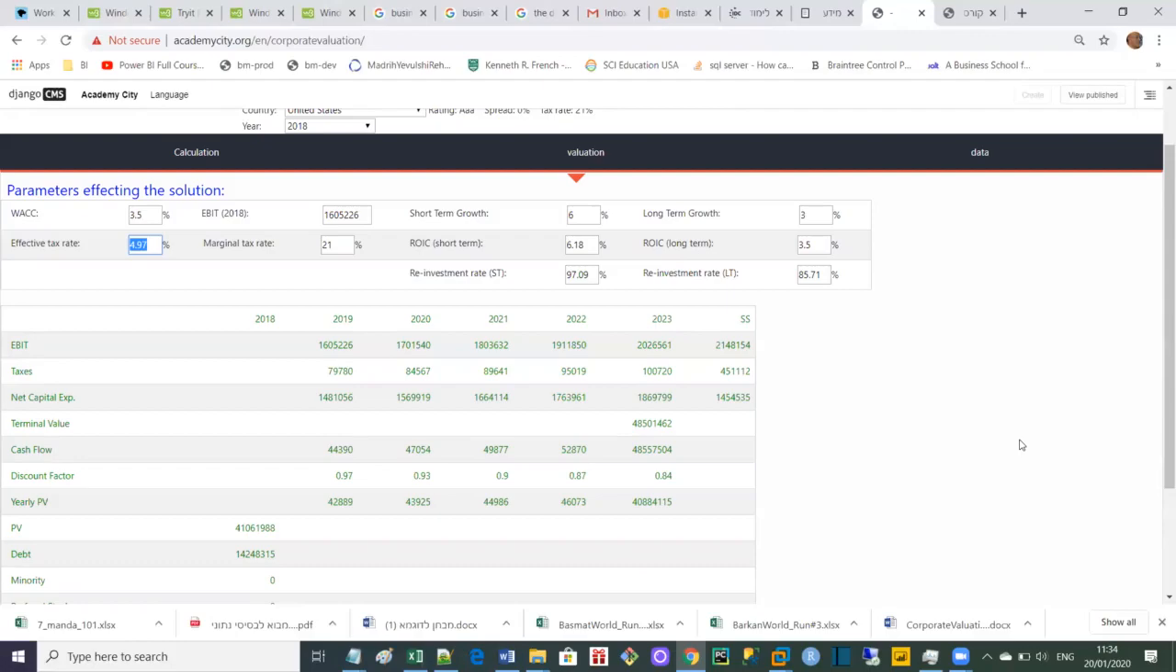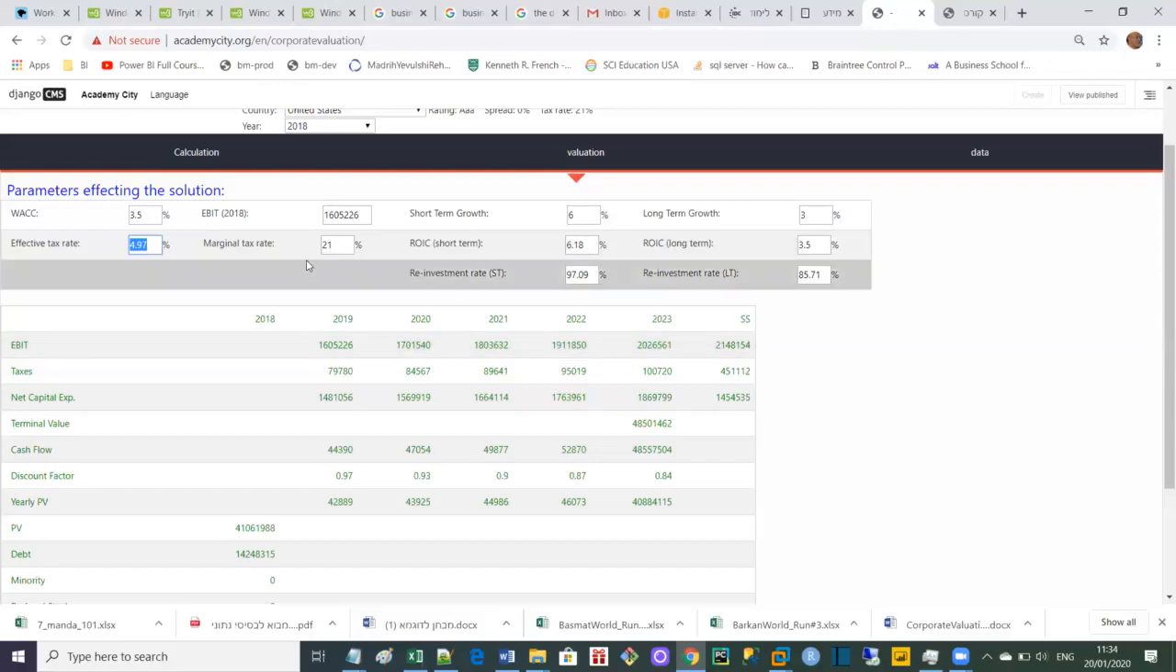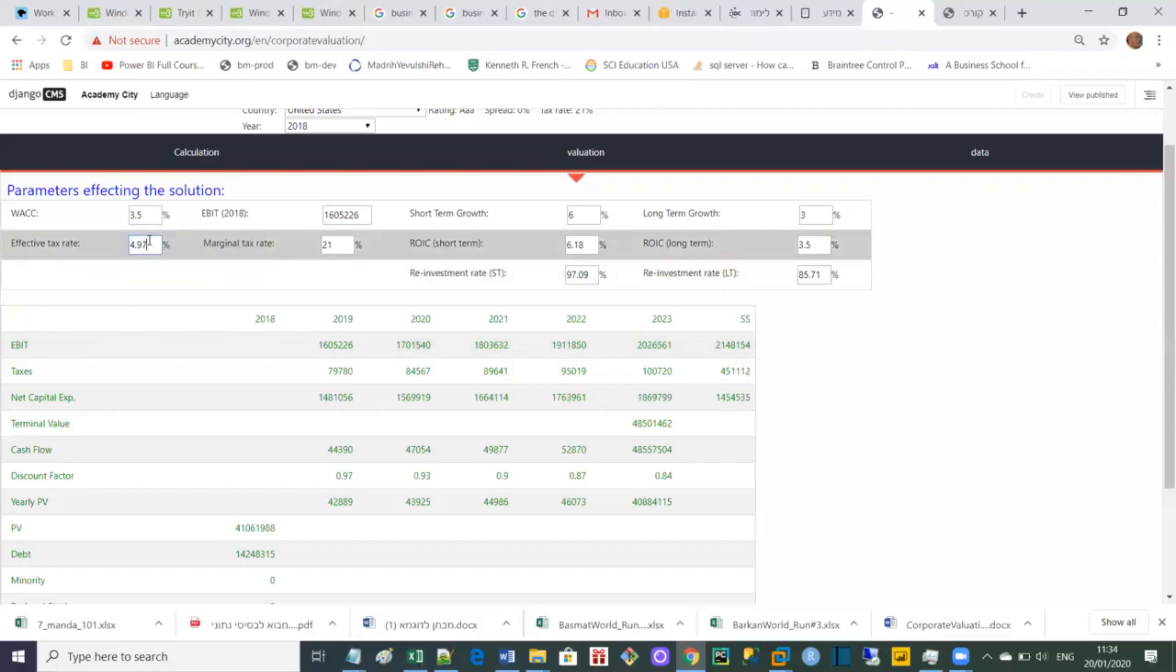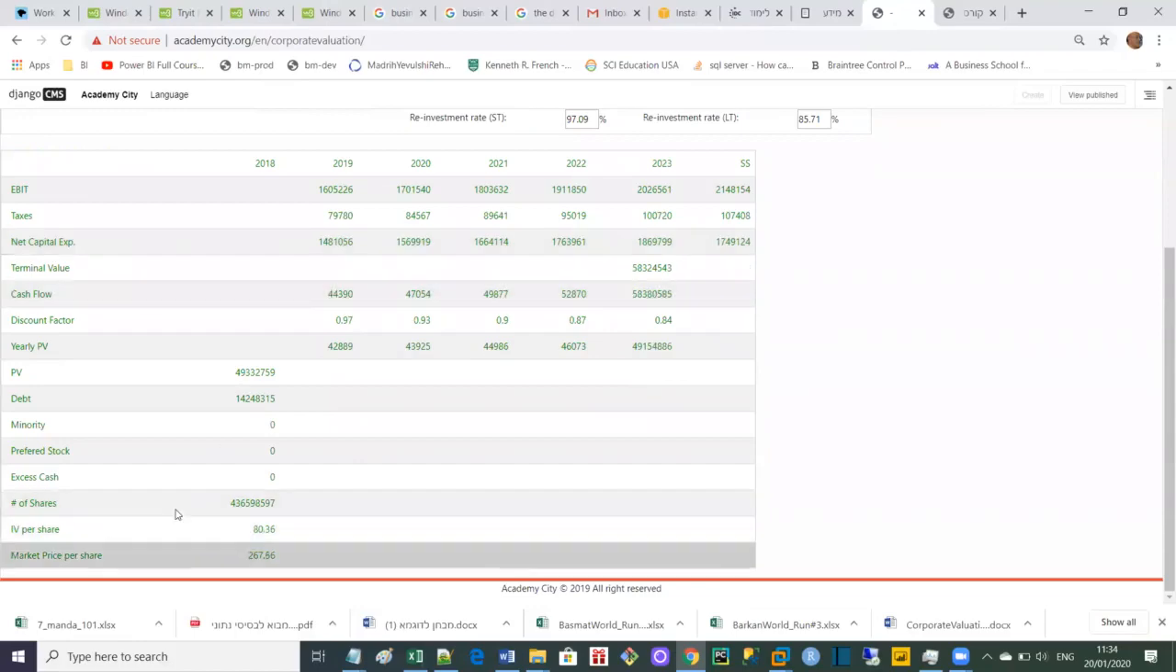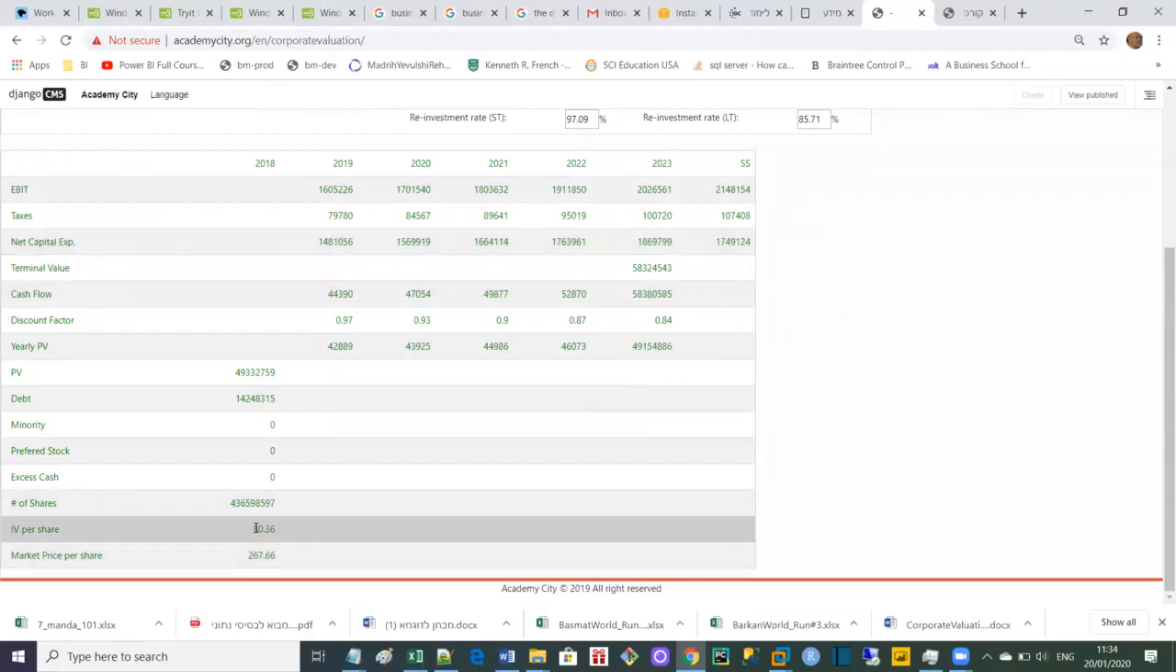The effective tax rate is 4.97. This is really reflecting the past. So how about if we really exaggerate and make it that forever they will pay only 5%. They will never pay 25%, as companies should pay in the United States. Is that going to affect the value? Yes, it does, but it's only 80. Still, I have a huge difference.